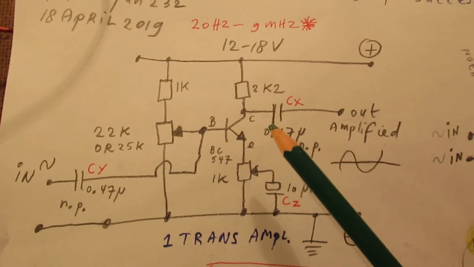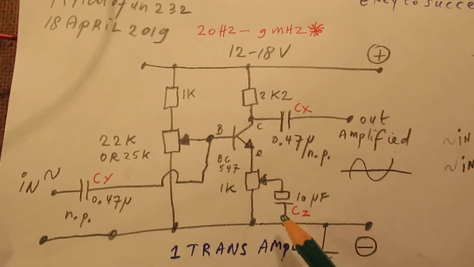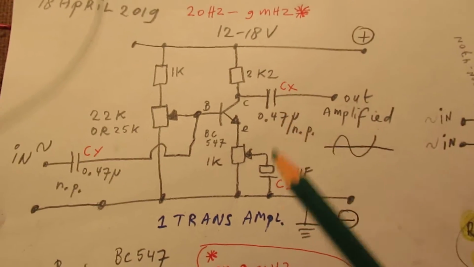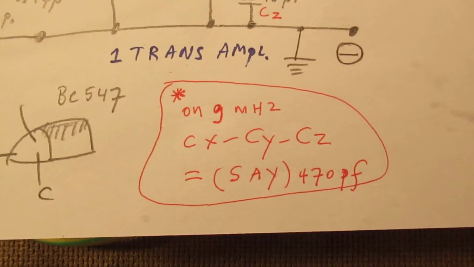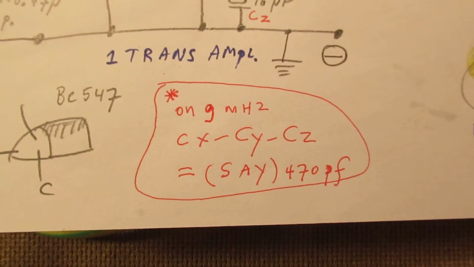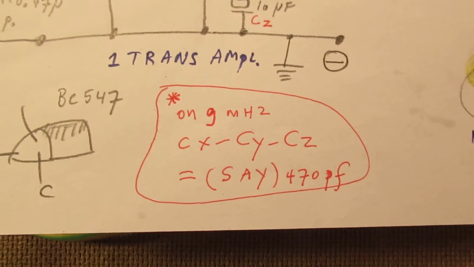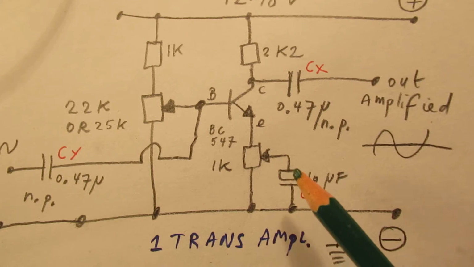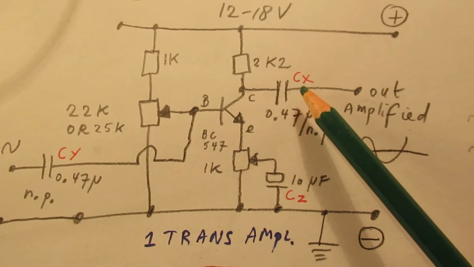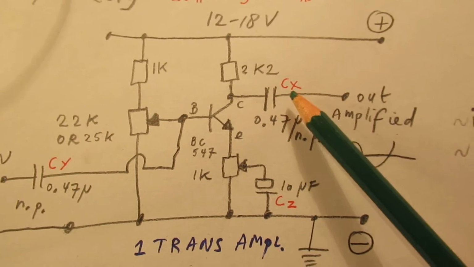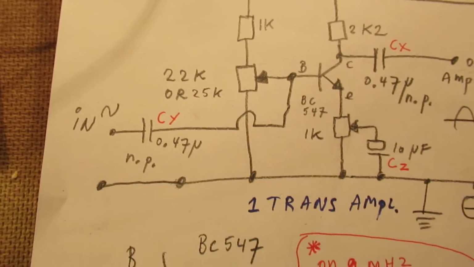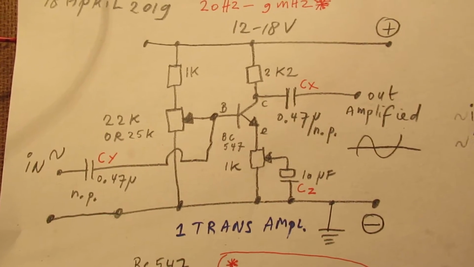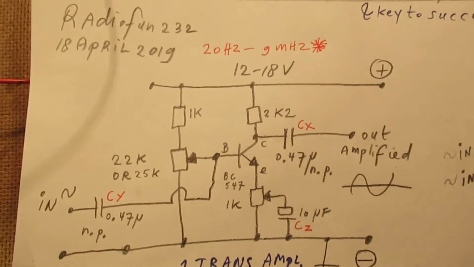So this is a classical grounded emitter amplifier. Here we set the amplification, and here the bias, capacitor in and capacitor out, and this capacitor sets the frequency band. So on 9 MHz that capacitor is small, and in the audio band, this capacitor is 10 microfarad. That one is, say, 0.47 microfarad, and here also 0.47 microfarad. Audio between, say, 20 Hertz and 20 kilohertz.